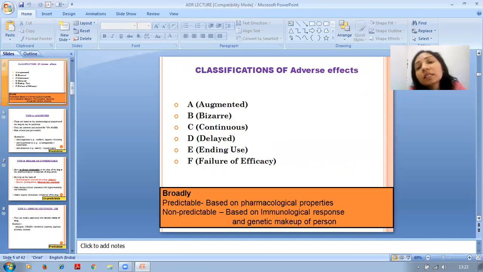So how do we classify the adverse effects? Adverse effects can be type A, type B, type C, type D, type E, and type F. Broadly, we can classify adverse effects as predictable or non-predictable. Predictable when based on pharmacological properties, and non-predictable when based on immunological response and genetic makeup of the person.